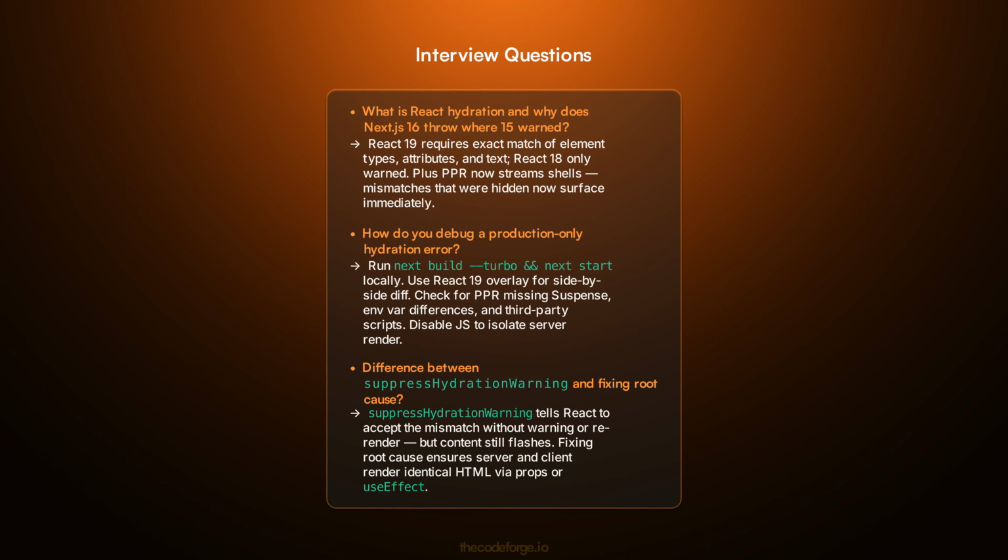How do you debug a production-only hydration error? Run next build --turbo and a next start locally. Use the React 19 overlay for side-by-side diff. Check for PPR missing Suspense, env var differences, and third-party scripts. Disable JS to isolate server render. What's the difference between suppressHydrationWarning and fixing the root cause? suppressHydrationWarning tells React to accept the mismatch without warning or re-render, but content still flashes. Fixing the root cause ensures server and client render identical HTML via props or useEffect.